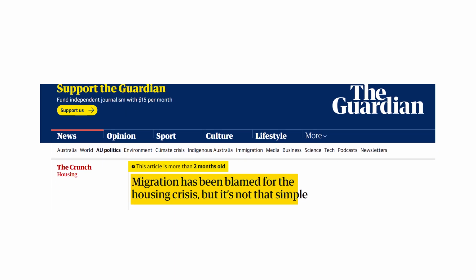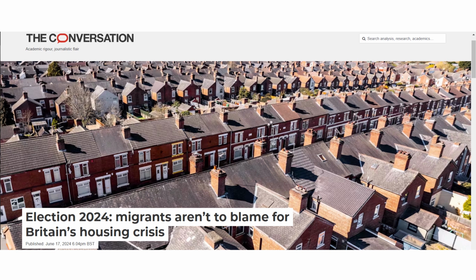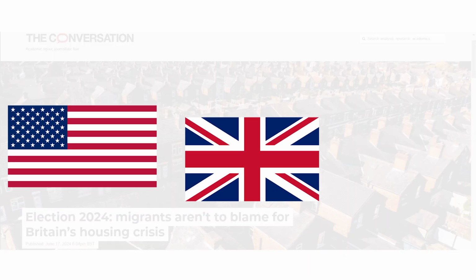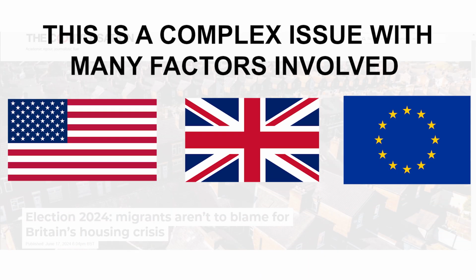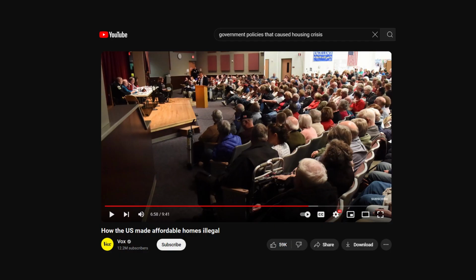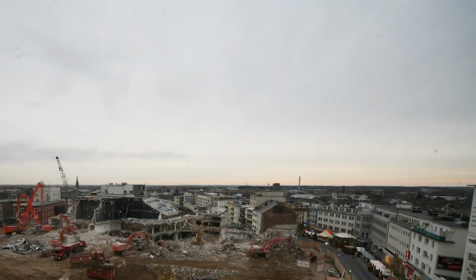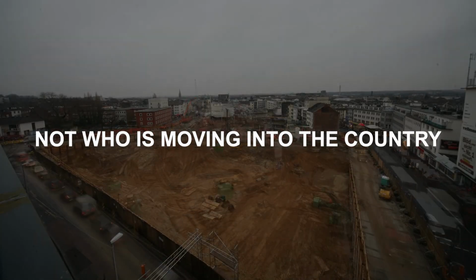Many think they are, but there's no proof. The truth is that immigrants are not the cause of the housing crises in the US, UK, and Europe. This is a complex issue with many factors involved. However, the idea that immigrants are taking housing away from others is a misconception. The real issues in the housing market are related to policy decisions, economic factors, and how we plan and build our cities, not who is moving into the country.